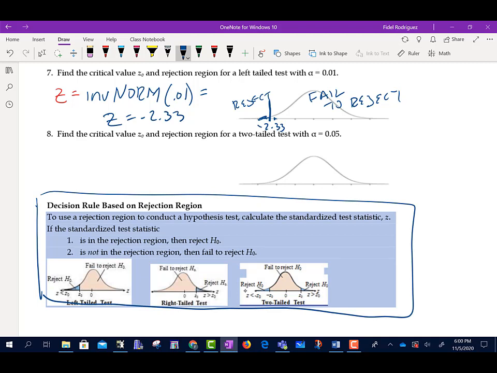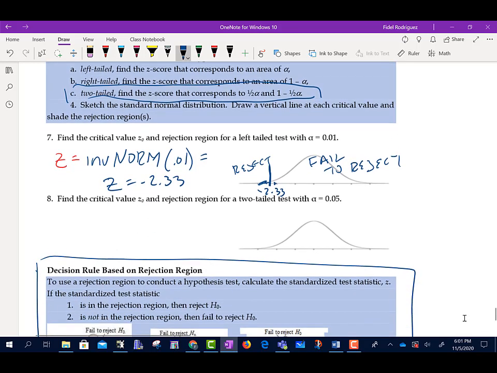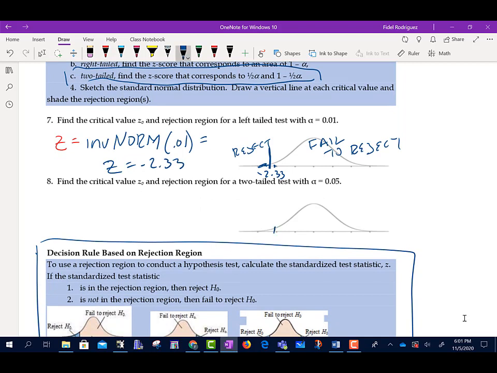So now number 8 says find a rejection region for a two-tailed test when alpha is 0.05. Okay, so let's do the same thing here. Since we're doing a two-tailed test, I want you to notice that the way we're going to find our z-score is we're going to take half of alpha and 1 minus half of alpha, okay? So let's think about what I really mean by that. If alpha is 0.05, then half of alpha, think about it this way. What's half of a nickel? 2.5 cents, right?